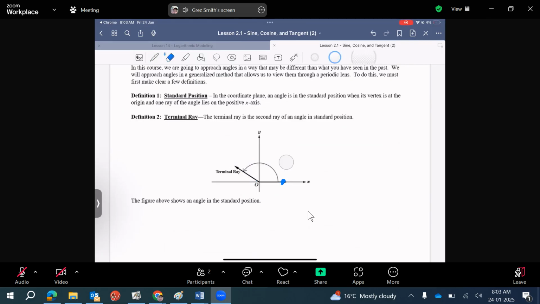Often we talk about standard position, so you could define an angle which isn't in standard position. This same angle here could be about something like that. It's no longer in standard position. We have to sort of bring this one down till it lies on the x-axis, the positive x-axis, and then it's considered to be in standard position.